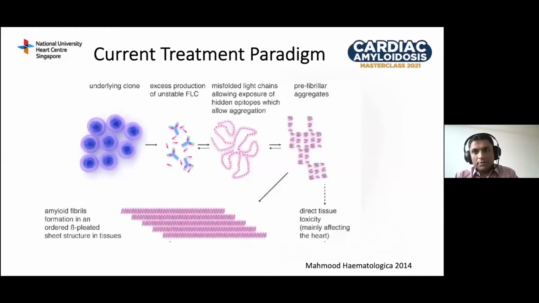But when we're talking about definitive treatment for light chain amyloidosis, the current paradigm is that we are targeting the clonal plasma cells. So by removing these clonal plasma cells, the idea is we remove the source of the light chains and therefore reduce the chance of further fibril formation.